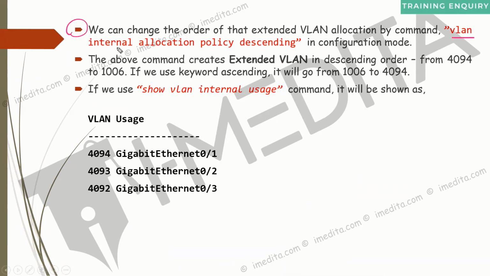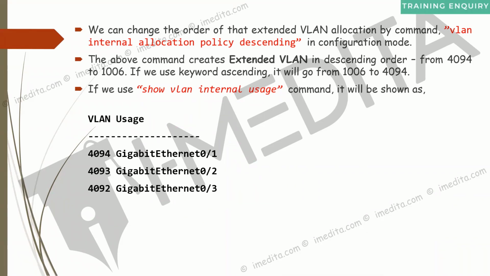We can change it. We can change it with the vlan internal allocation policy descending command. This command is going to allow the switch to start from 4094 down to 1006. If you use the ascending command, then it will start from 1006 up to 4094. You can always check the command show VLAN internal usage to check the output.